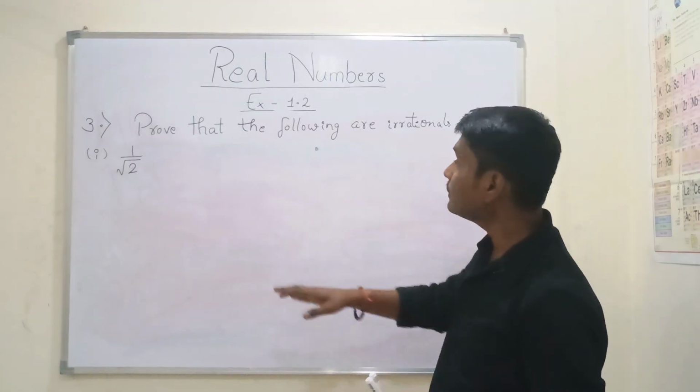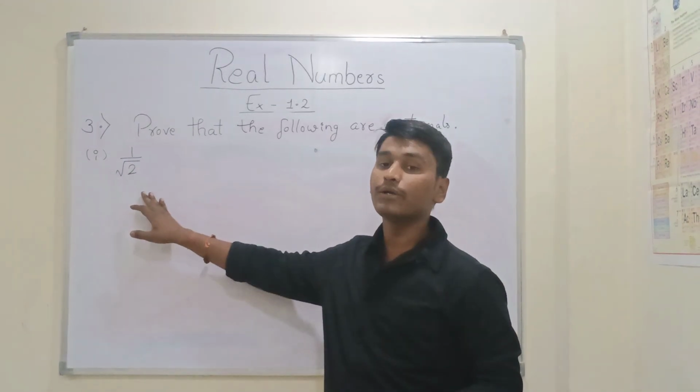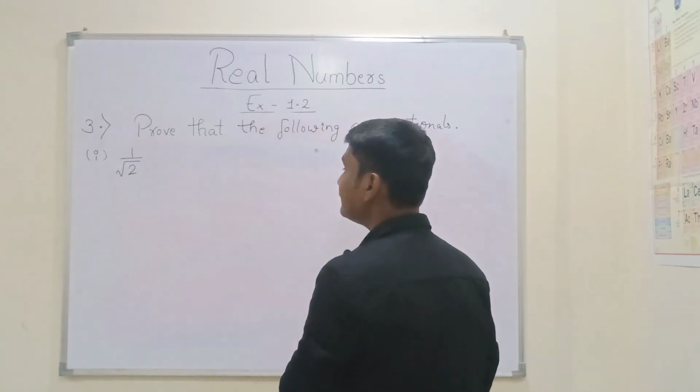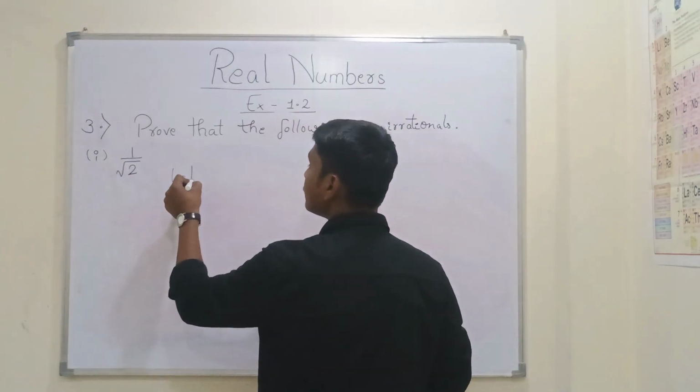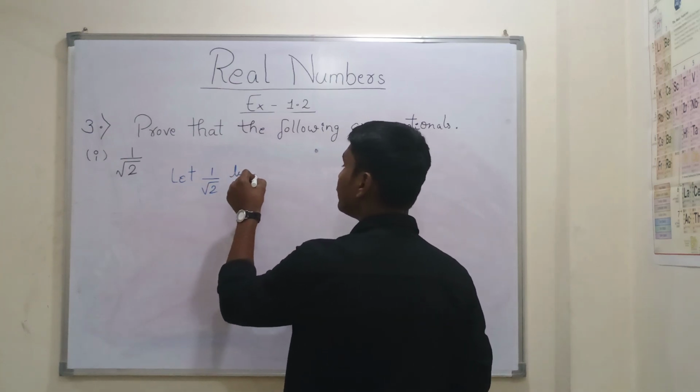Okay students, so the third question is prove that the following are irrationals. First part of this question is 1 by root 2. We have to prove that 1 by root 2 is an irrational number. So following the same pattern, let 1 by root 2 be rational.